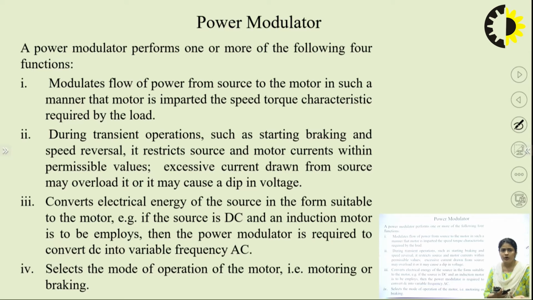Like in the transient operation, like starting, braking, or speed reversal, it restricts the current within a permissible limit, because at starting the current will be very high. It is a main function of the power modulator. Also it restricts the starting current, right? Because the loads are connected in parallel, if the starting current is increased, there will be a dip in the voltage. So it also manages this kind of thing, the transient operation also.